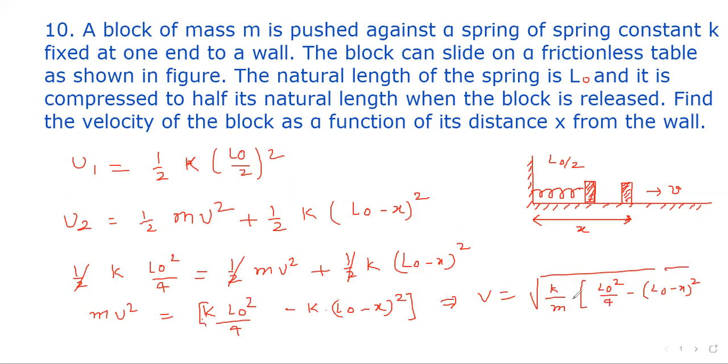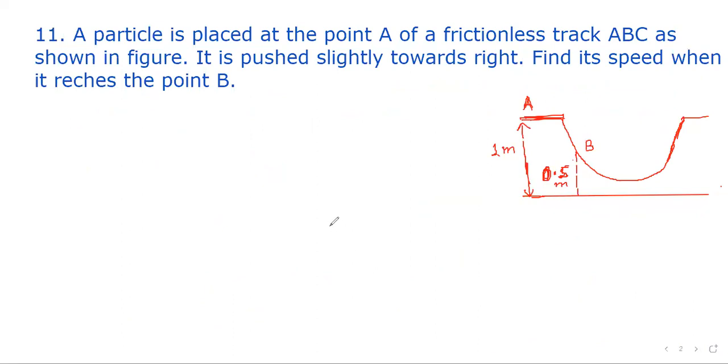Now, when x equals L0, this term will cancel out and we will get velocity as the square root of k upon m times L0 square upon 4, which will give L0 upon 2 times root of k upon m, and that is our answer. Consider the next question.